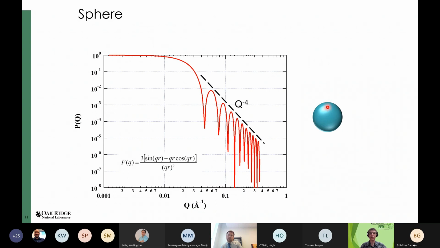If I zoom in, if I go to very small length scales, and remember that higher Q means smaller length scales, it's all inverse, you're not focusing on the sphere as a whole, but on small surface areas. So you'll get the surface scattering at the higher Q as well.